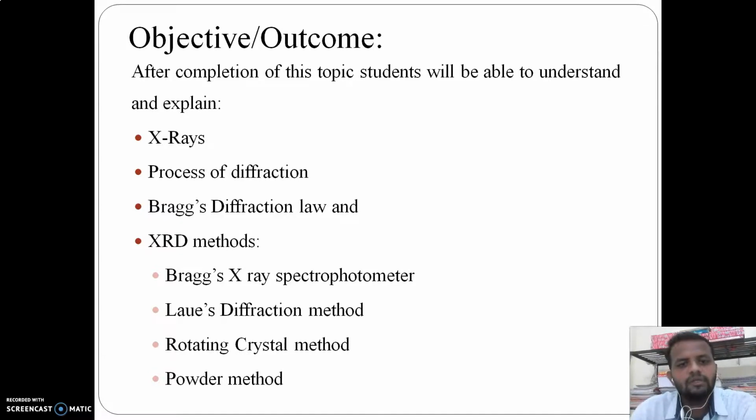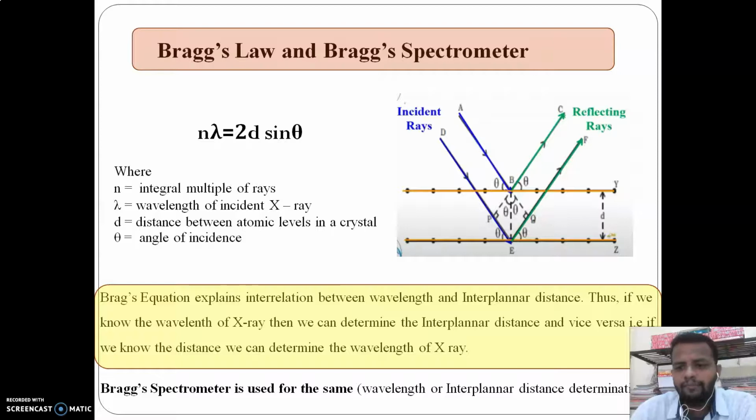So let's start with Bragg's law and Bragg's spectrophotometer. We all have studied Bragg's law in the previous discussion. In the previous video, I explained what exactly Bragg wanted to see. The Bragg equation basically explains the interrelation between the wavelength and the interplanar distance. We have explained that every crystal is supposed to be composed of layers of atoms. These layers are also referred to as the lattice layers.